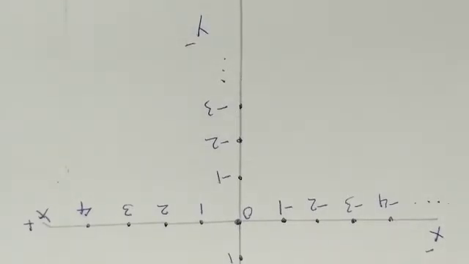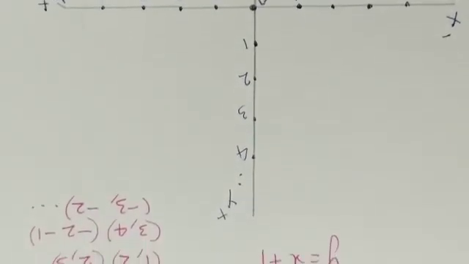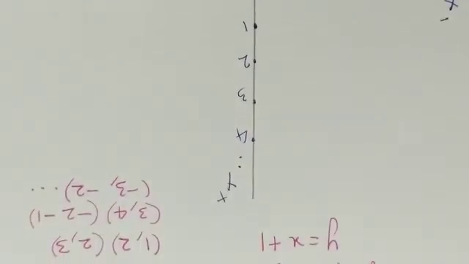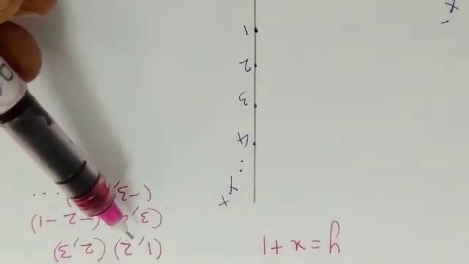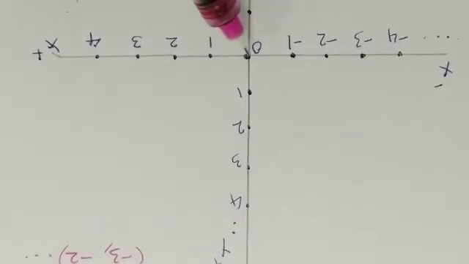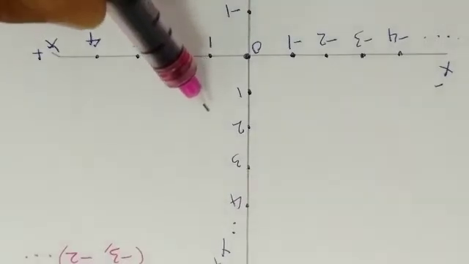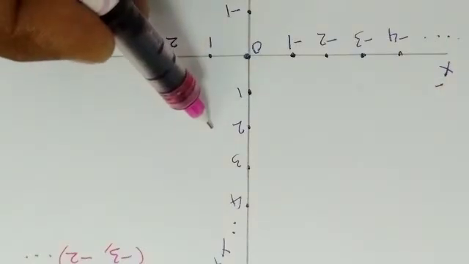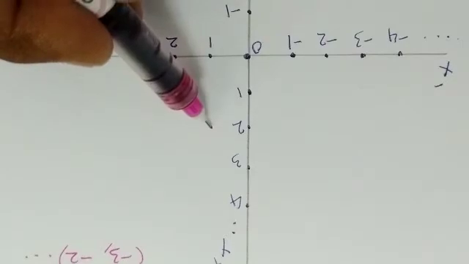Now, we have already found some coordinates, 1, 2. How to mark this 1, 2? On the x-axis 1 unit towards the right, because it is plus 1, and 2 units up. So this is 1, 2. First point.